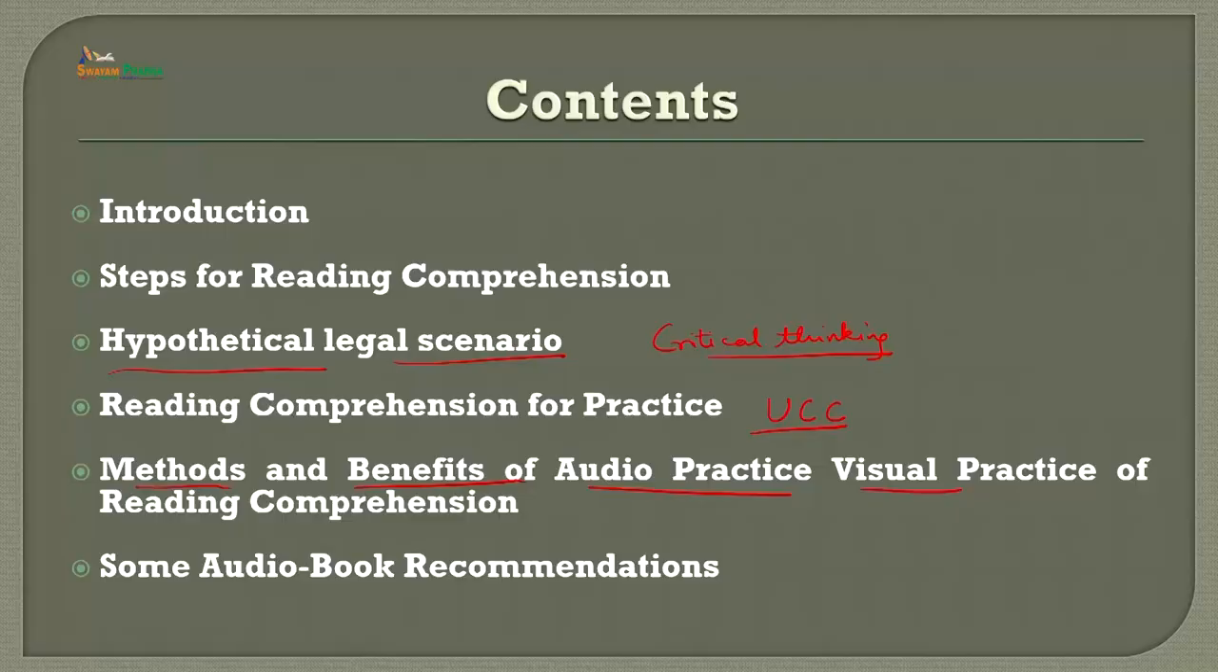Am I right? It has some kind of magical power, you can say, which appeals to your brain and motivates your mesmerizing power. So, this is again an important aspect where both audio and visual practice help very well. So, audio practice and visual practice in reading comprehension. Then I am going to come up with some audio books also. I am going to recommend several audio books for all of you, where you can work out very well.